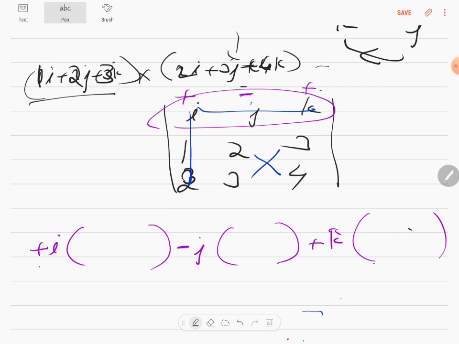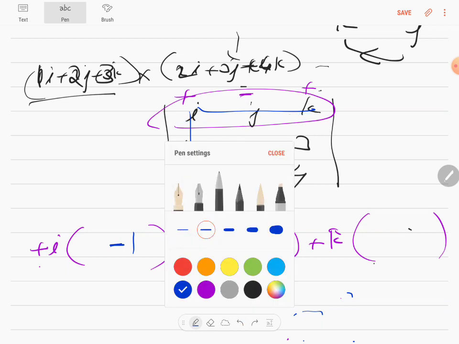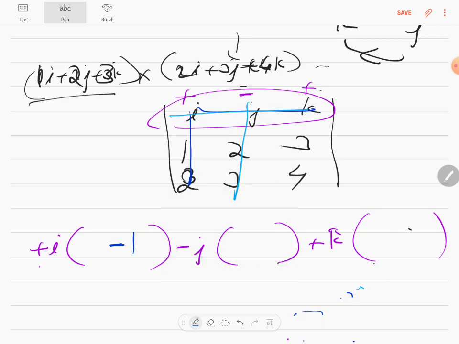What will it be? 8 minus 9. Top to bottom minus bottom to top. Never interchange the order. Are you clear? So 8 minus 9 is minus 1. Now, minus j into. So this row and this column are omitted. Top to bottom minus bottom to top will be 4 minus 6, which will be minus 2. So that will be plus 2j.